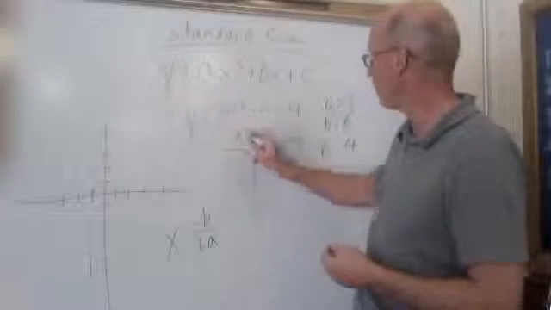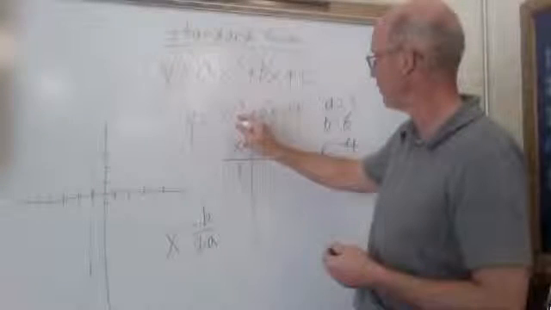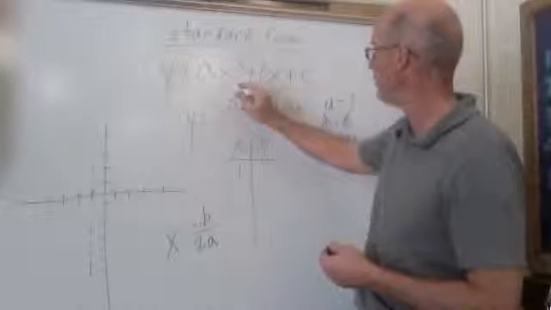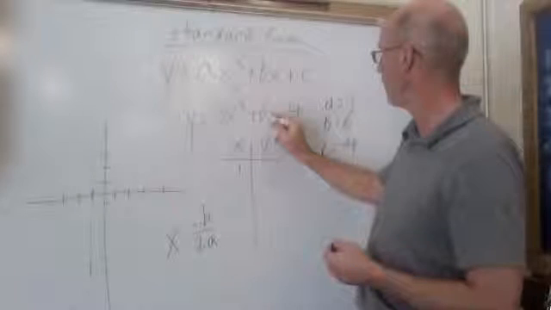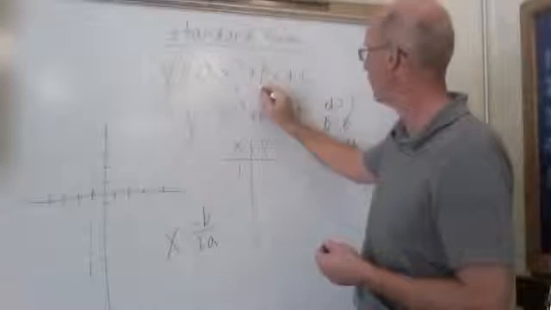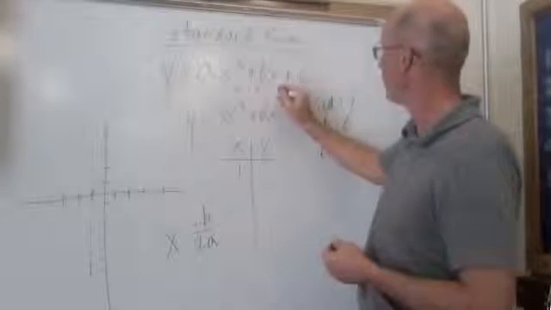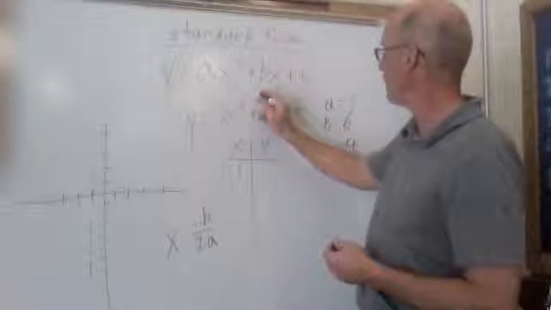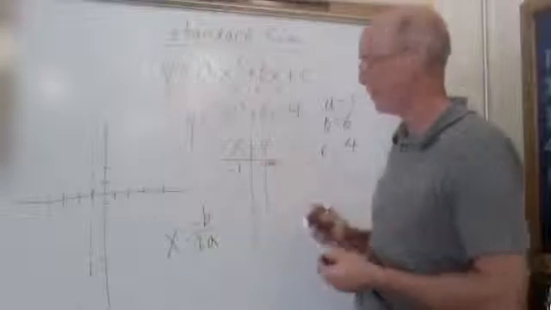When I put negative 1 in there, negative 1 times negative 1 is 1. 1 times 3 is 3. When I put negative 1 in there, it makes it negative 6. So 3 minus 6, and then I have minus 4. So 3 minus 6 is negative 3. Minus 4 is negative 7.